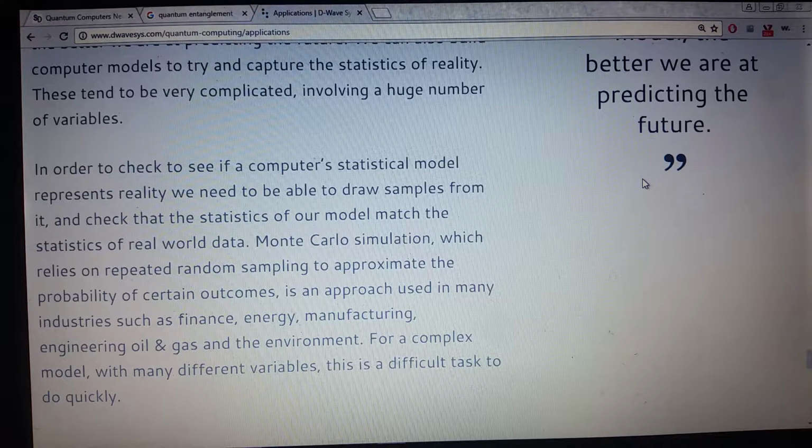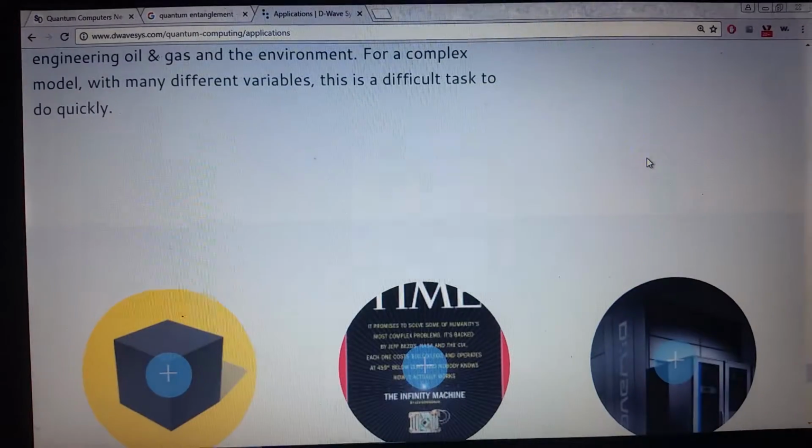Monte Carlo simulation, which relies on repeated random sampling to approximate the probability of certain outcomes, is an approach used in many industries such as finance, energy, manufacturing, engineering, oil and gas, and the environment. For a complex model with many different variables, this is a difficult task to do quickly.